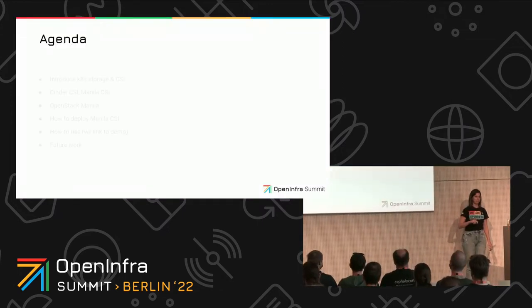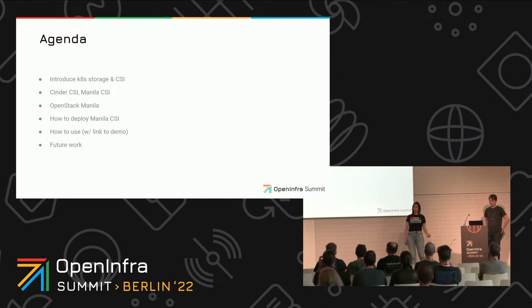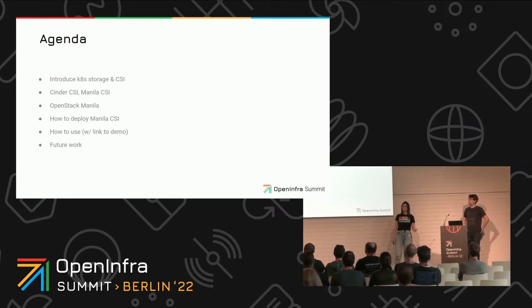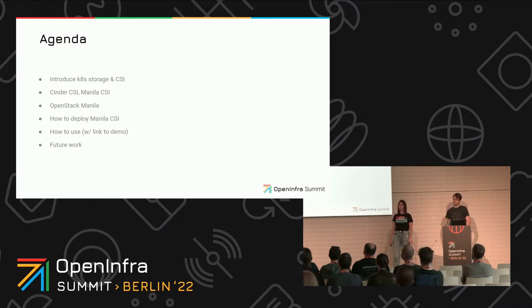First, we are going to quickly cover the agenda that we prepared for you today. We are going to start with an introduction of Kubernetes storage and CSI. Then we are going to move to Cinder CSI and Manila CSI, which are the storage options that we have in the cloud provider OpenStack. Then we are going to do a brief introduction about OpenStack Manila. We are going to move to talk about how to deploy Manila CSI. Then we are going to show you a really basic use case on how to use Manila CSI. We have a link with a demo that you can check out later if you want as well. And we are going to wrap up with some future work that we have in our agenda.